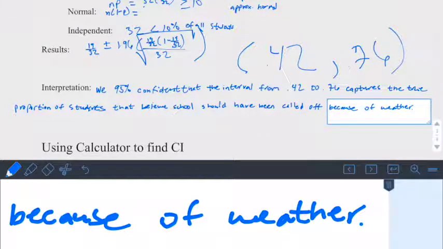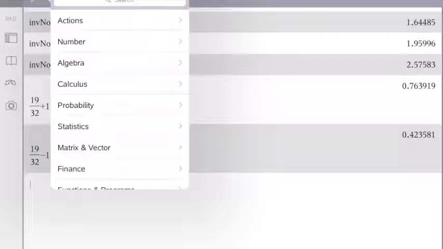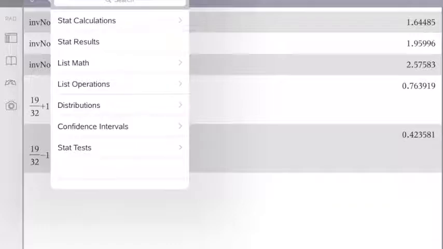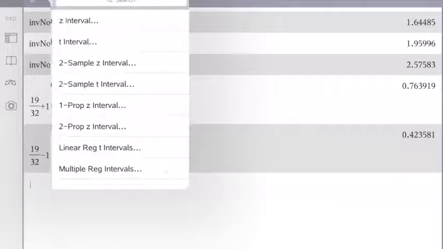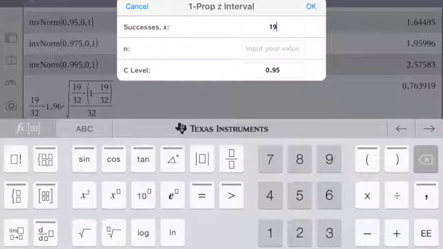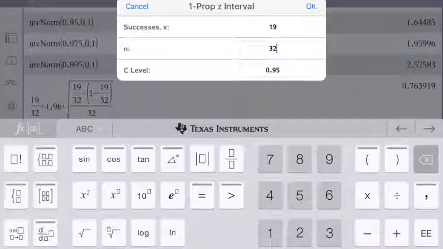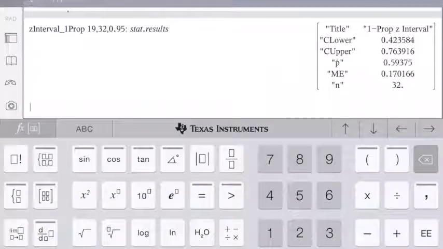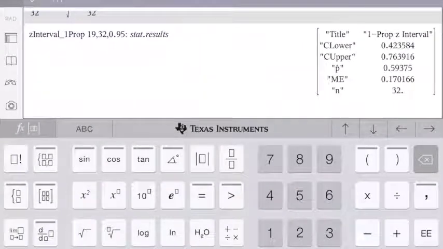Now we could use our calculator to find that confidence interval as well. So we go to Menu, Statistics, Confidence Intervals, 1 proportion Z interval. We have 19 out of 32 with a 95% confidence level. So you see how it's exactly the same, 0.42 to 0.76, there's our p hat.